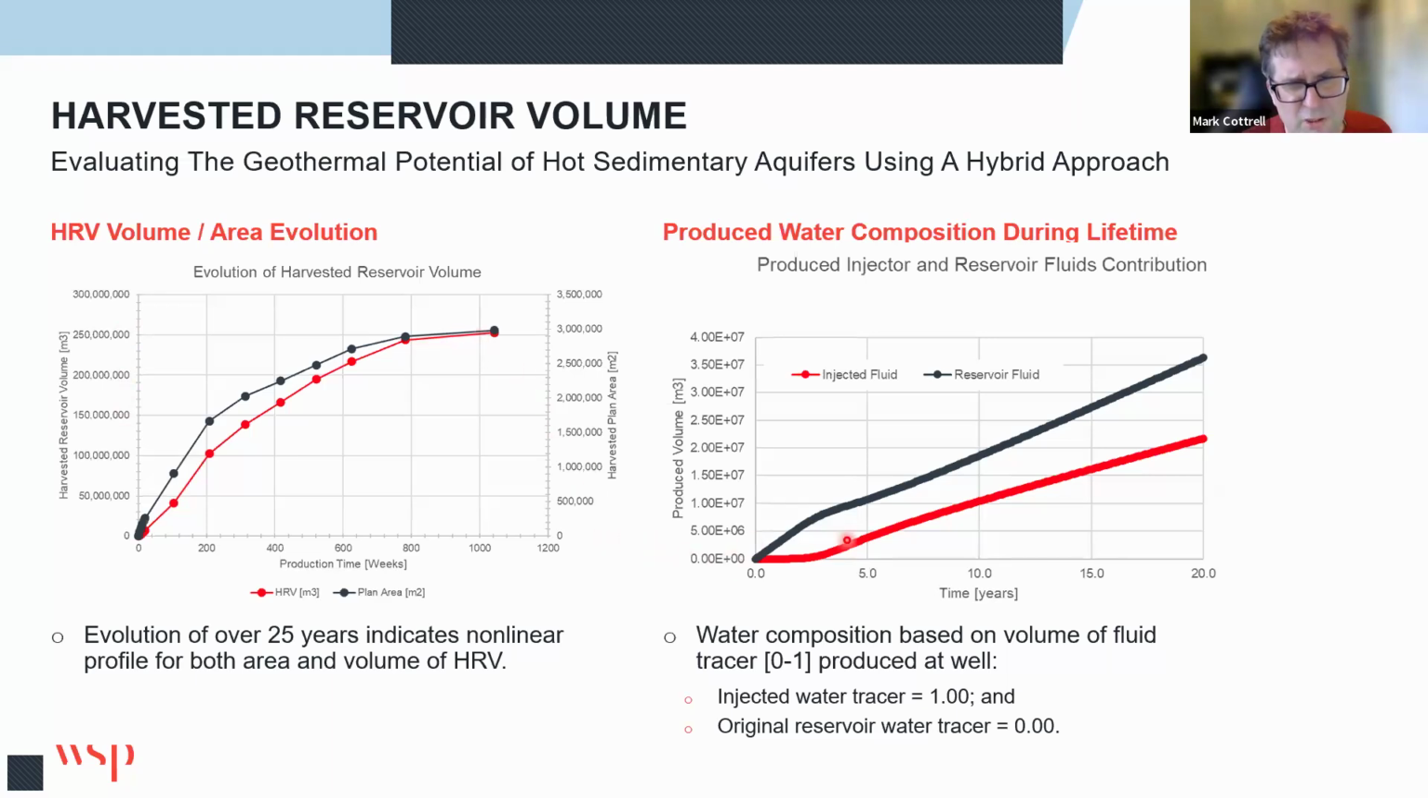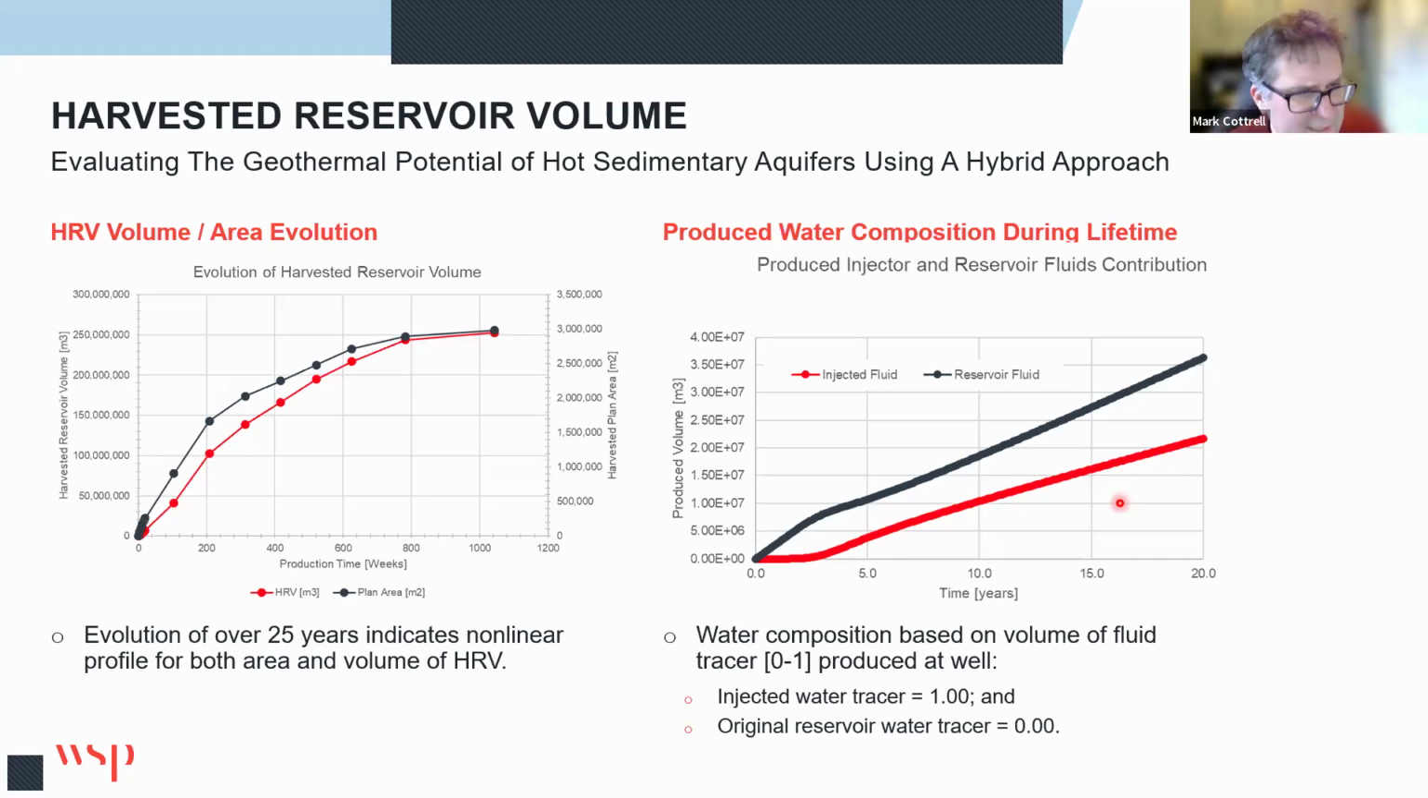I mentioned that we can also see the contributions of the different fluids. The red line here is fluid that's been injected, possibly injected multiple times. It's been produced, had the heat taken away, then been re-injected, warmed up and reproduced over and over again. So you can understand the contributions of those fluids.